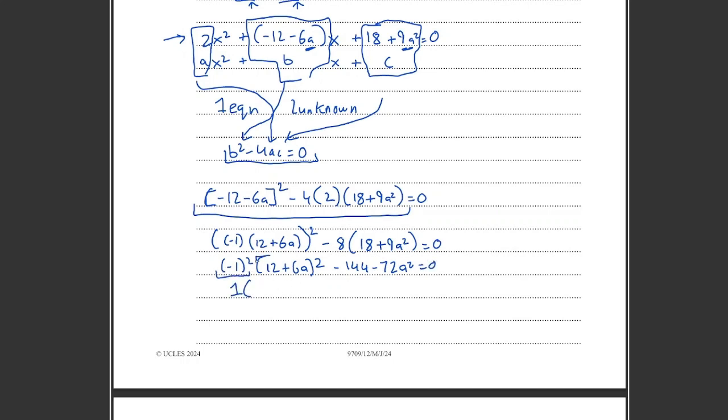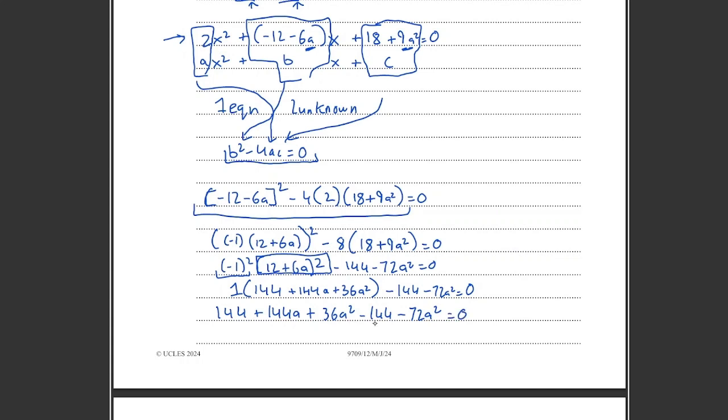And then I can apply my identity over here for this. So it's just going to be a plus b whole squared. So a squared, which means 12 squared, that's going to be 144, plus 2ab is going to give you 144a. And then 6a squared is just going to give you 36a squared. Minus 144 minus 72a squared equals 0. Okay, so now I basically have 144 plus 144a plus 36a squared minus 144 minus 72a squared.